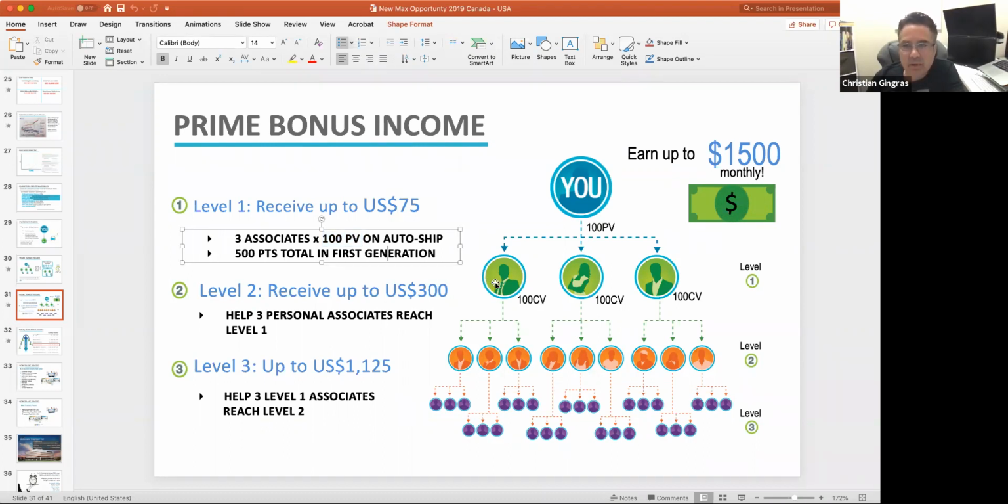Now, the moment out of the 5 people, 3 of them earn their Prime level 1, you are moving to Prime level 2. So now your paycheck will jump from a maximum of 75 to a maximum of 375 every month. Now, again, it's possible that this is not the kind of income that's going to pay your mortgage, but folks, think about it. If you earn up to $375 a month with just this amount of people in your team, I don't know if you realize, I give you an example.